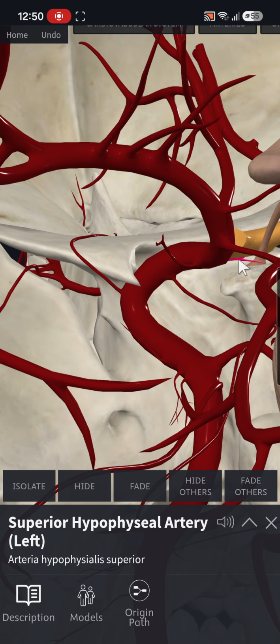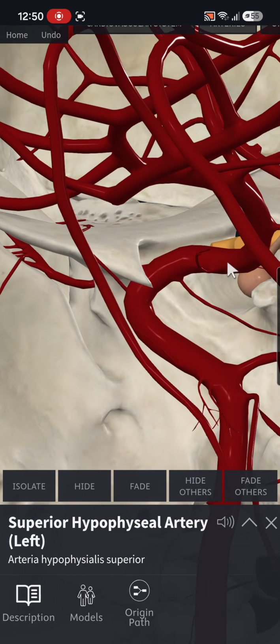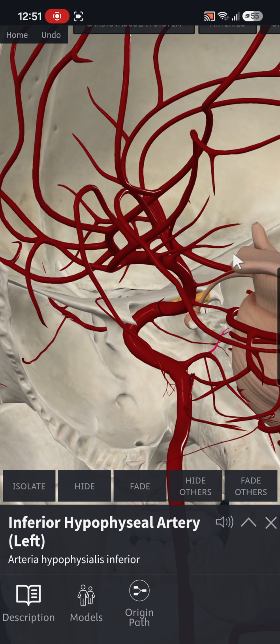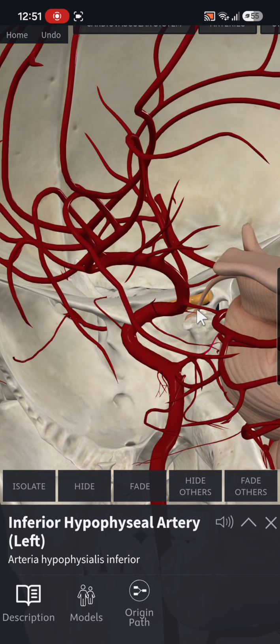And then we have here the superior hypophyseal. So here more clearly we can see the inferior hypophyseal from the meningohypophyseal branch from the cavernous segment. And then after the clinoid, we have the ophthalmic segment, which gives off here the superior hypophyseal. So this is inferior, this is superior hypophyseal, and then lastly the ophthalmic artery also from the ophthalmic segment.